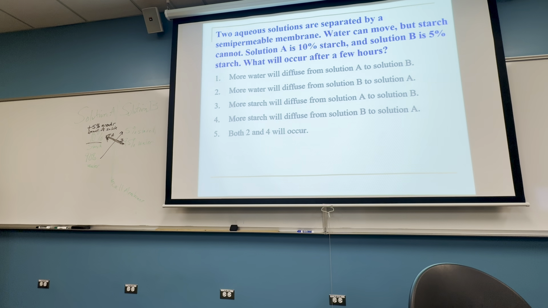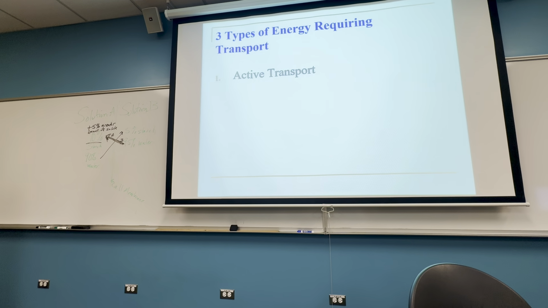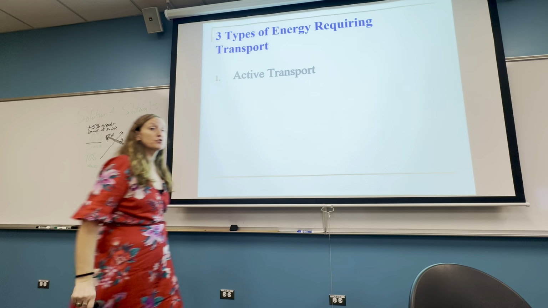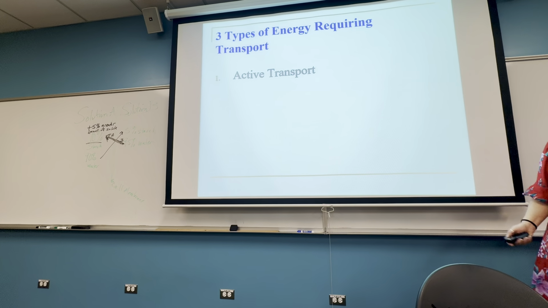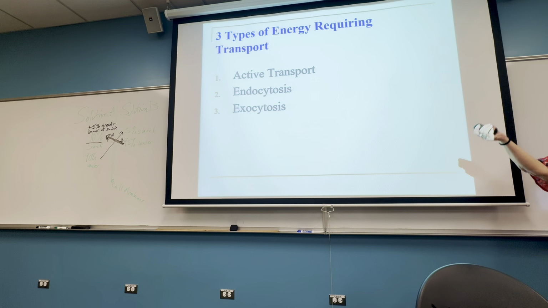Anybody have any questions on that? All right, now let's shift. Let's go to types of transport across a membrane that need energy to do so. We're going to take a look at three different kinds. One is active transport, and then endocytosis and exocytosis.